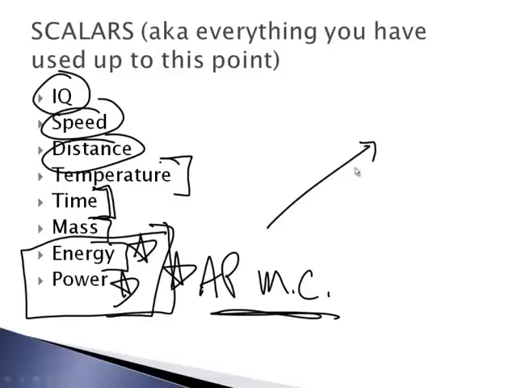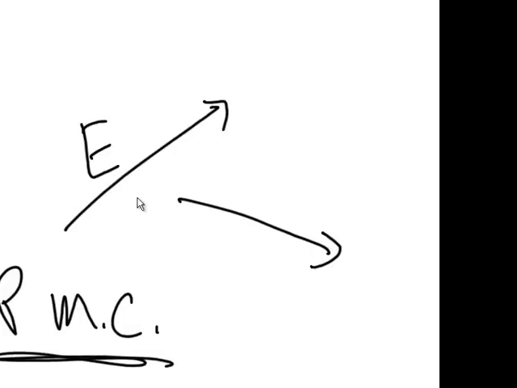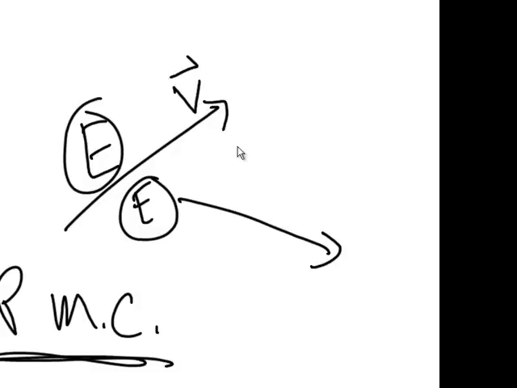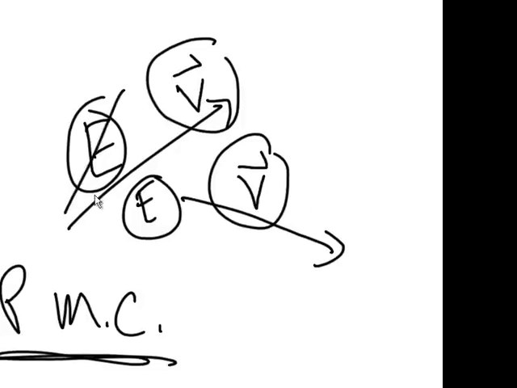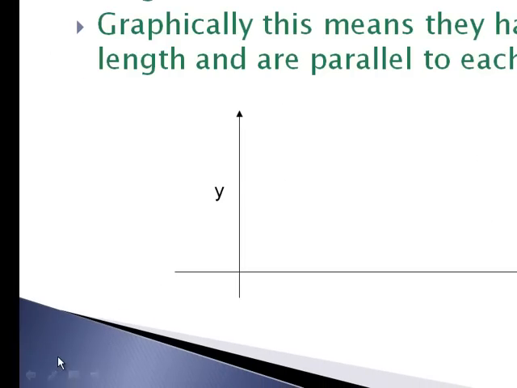If I have an object going this way, or if I have an object going this way, they could have the same amount of energy, but I wouldn't refer to it as a vector. But I could say its velocity is going in opposite directions. Those are vectors. All right, here we go.